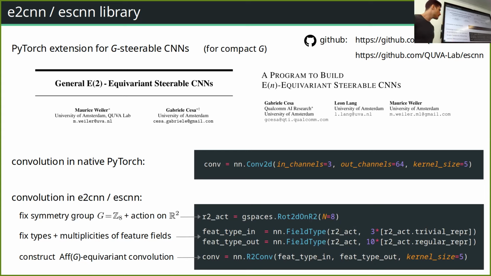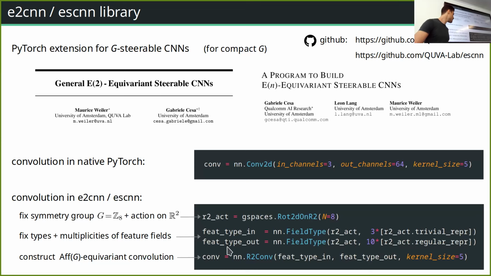Then we need to define the input and output feature field types. So for instance, here we would have 3 times the trivial representation, which means 3 scalar fields, which you would use for an RGB image. And as output field type here, we would have 10 times the regular representation of that symmetry group. But you can use anything. So you could also have certain scalar fields, vector fields, tensor fields, whatever you put in there.